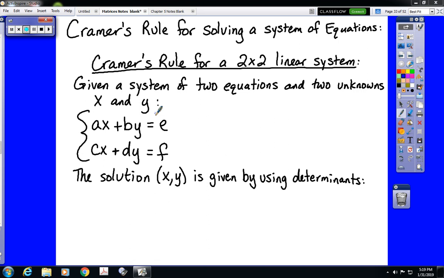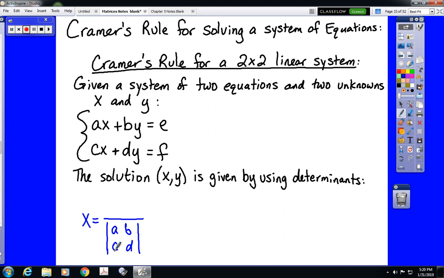What he discovered is that if you have a system of two equations and two unknowns, x and y, written in standard form, so ax plus by equals e, cx plus dy equals f, where a, b, c, d, e, and f are real numbers, then the solution x, y can be found using determinants. What we do is we're going to divide two different 2 by 2 determinants. The bottom determinant will be the determinant of what's called the coefficient matrix. So that would be A, B, C, and D.